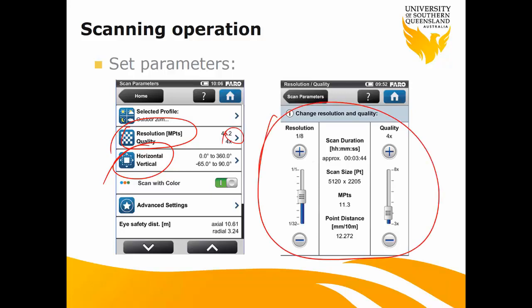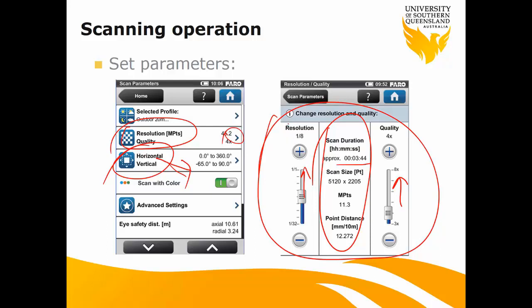Different laser scanners will certainly have different interfaces. This one is from a Faro laser scanner. For the resolution, you can drag this sliding bar up to increase the resolution, or increase the density of your scanning points, or increase the quality. Based on your setting and the scanning area, you will see an indication value here in the middle column: roughly how long it will take to finish the scanning from this point.